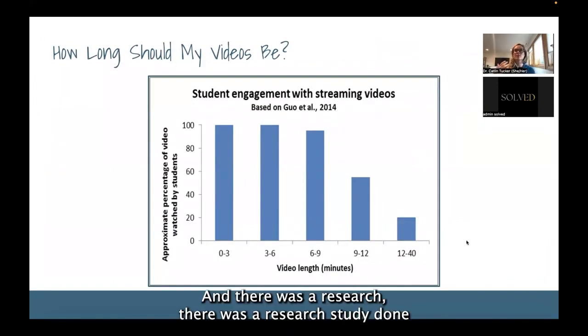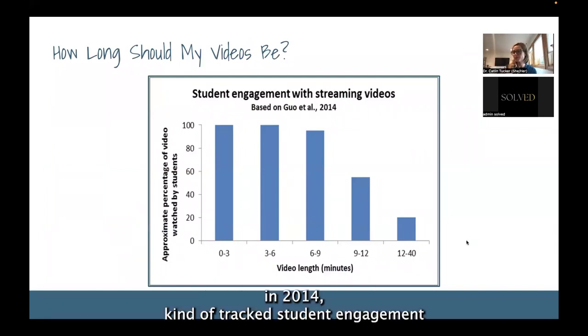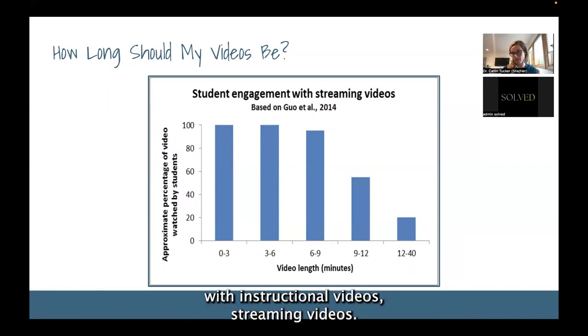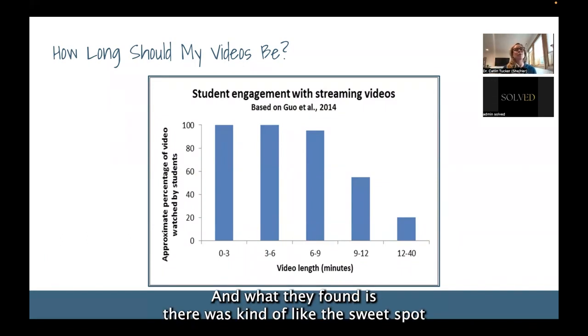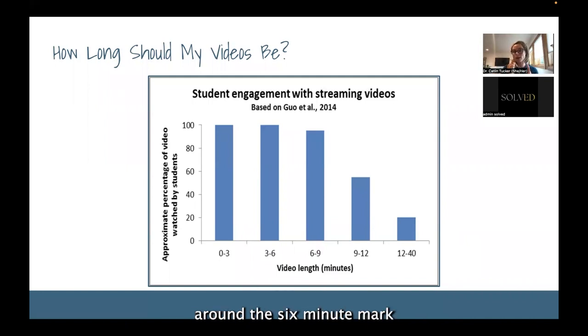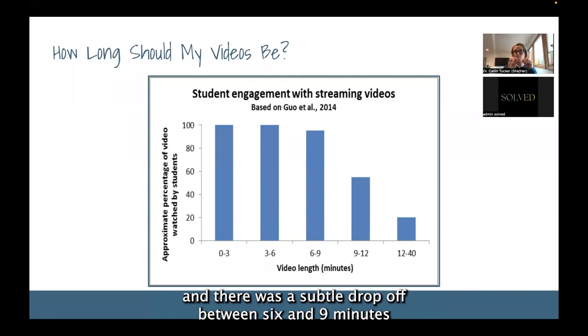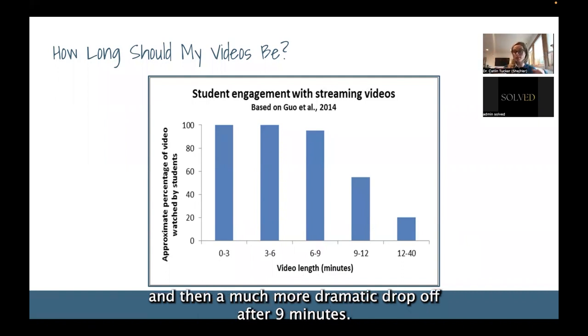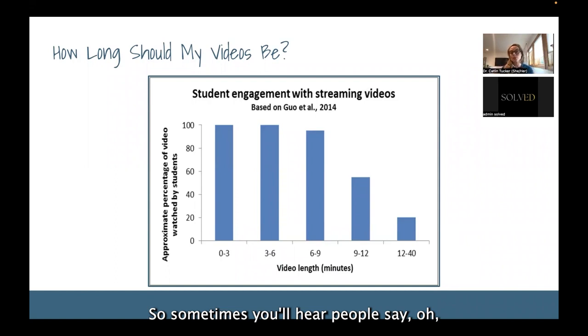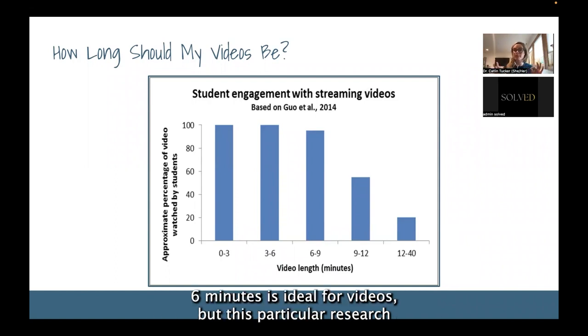There was a research study done in 2014 that tracked student engagement with instructional streaming videos. What they found is there was a sweet spot around the 6-minute mark, and a subtle drop off between 6 and 9 minutes, and then a much more dramatic drop off after 9 minutes. So sometimes you'll hear people say, oh, 6 minutes is ideal for videos.